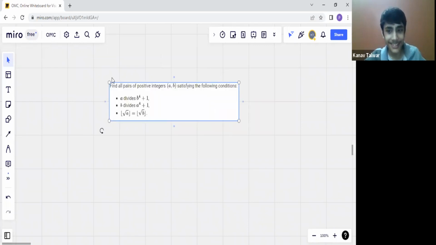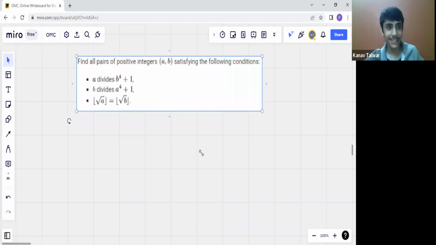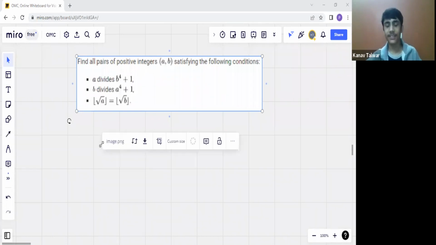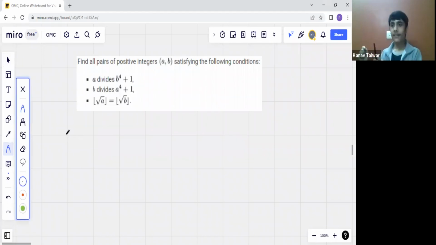This one. Yes, Prana's favorite problem. So find all pairs of positive integers A, B satisfying the following conditions. I'm sorry: A divides B to the 4 plus 1, B divides A to the 4 plus 1, and floor of root A is equal to floor of root B.